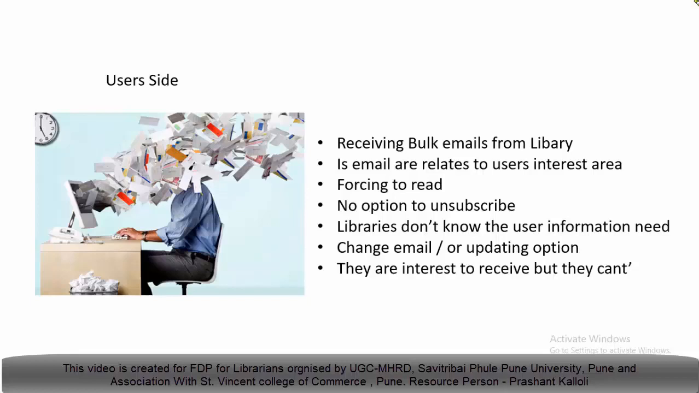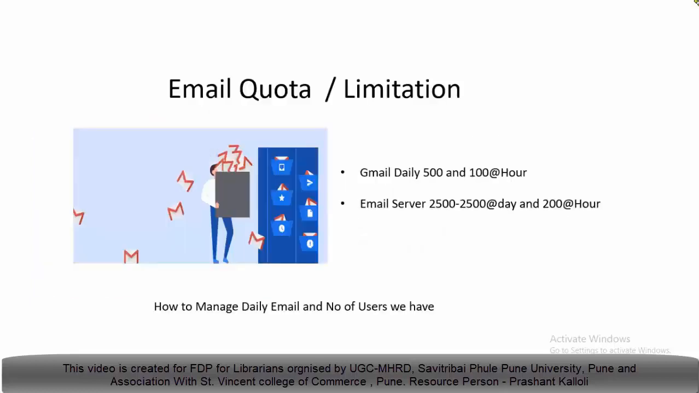Even if someone is interested in receiving the library's emails, they can't, because remotely they can't add their email address to the list. As a librarian, I am creating a group, collecting emails, and sending the mails to the users. So if someone is interested, he or she can't add an email address in the library. He has to go to the librarian and request the librarian to add his email address.